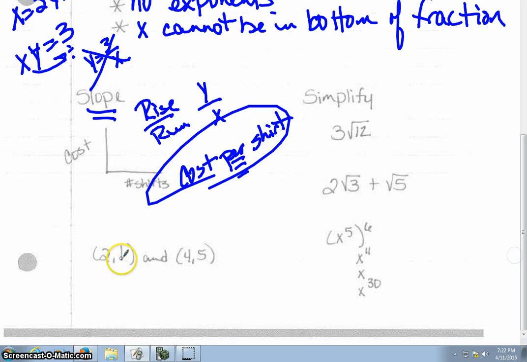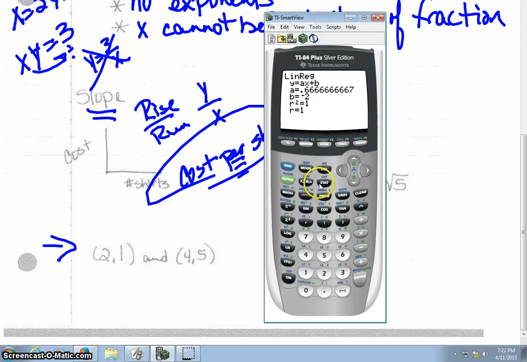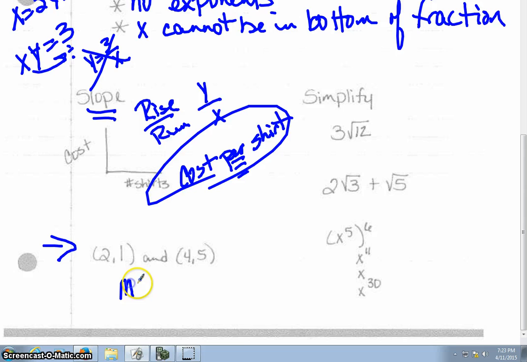If they give you 2 points, like this right here, and they want the slope, you're going to take your handy-dandy calculator and you're going to go to Stat Edit, and you're going to put your points in. So your x values are 2 and 4. Then you go over and your y values are 1 and 5. Once you get your points in, you're going to go back to Stat, over to Calc 4 for linear regression, and a is the slope. You're going to have to memorize a is the slope, b is the y-intercept. If you have an r squared or an r, ignore it, we don't use it. So your slope here is 2. m = 2.